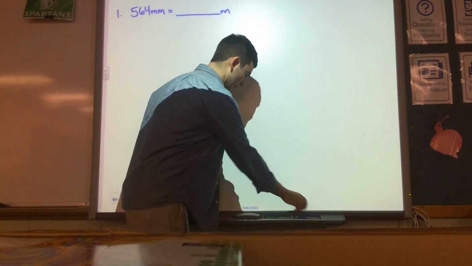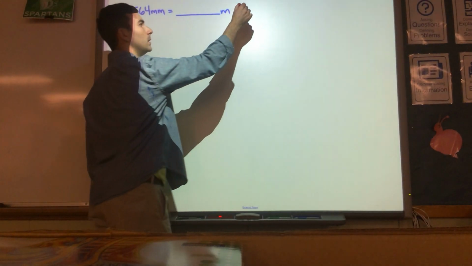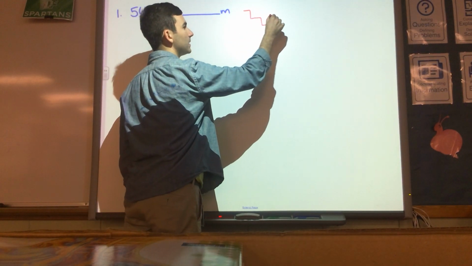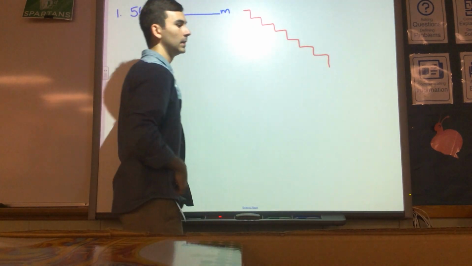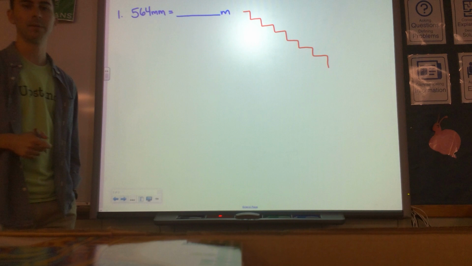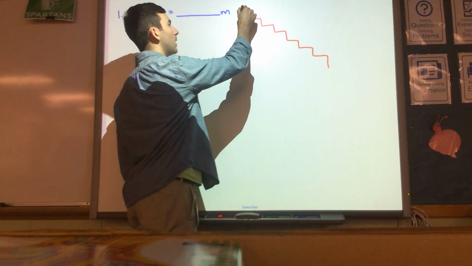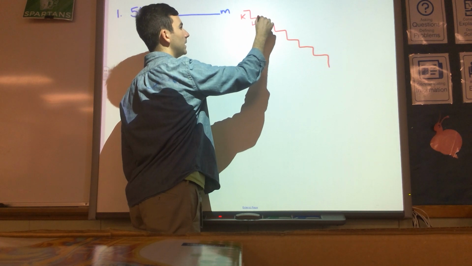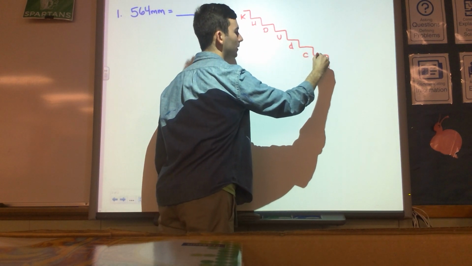Now again, the first part of figuring out a problem like this is to draw our stair-step tool. So I'm going to draw 7 stair steps: 1, 2, 3, 4, 5, 6, 7. Underneath each one of those stair steps, I'm going to put the beginning letter of the prefix from big to small. So King Henry died unusually drinking chocolate milk.